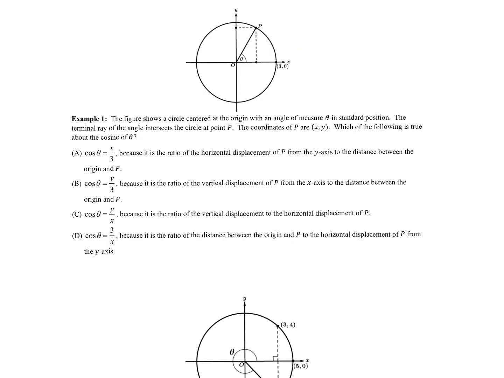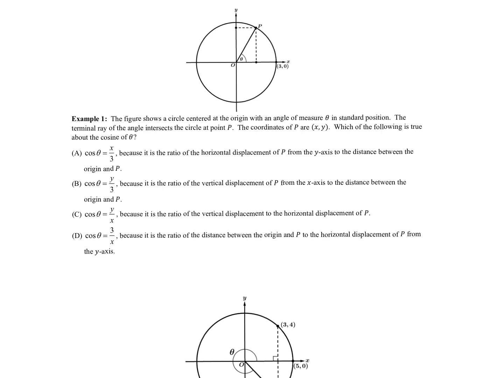All right, we're moving. Example 1. Here we go. The figure shows a circle centered at the origin with an angle of measure theta in standard position. The terminal ray of the angle intersects the circle at point P. The coordinates of P are x and y. Which of the following is true about the cosine of theta? Good. So we're talking about cosine.